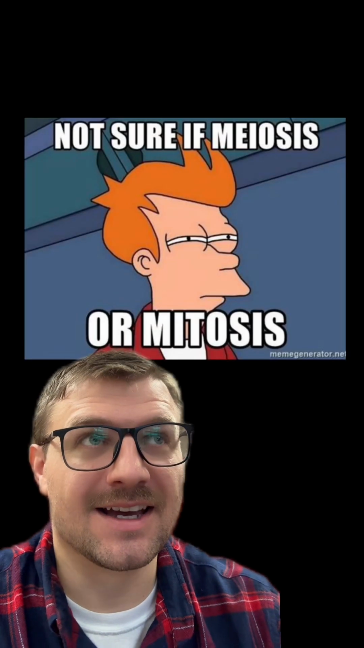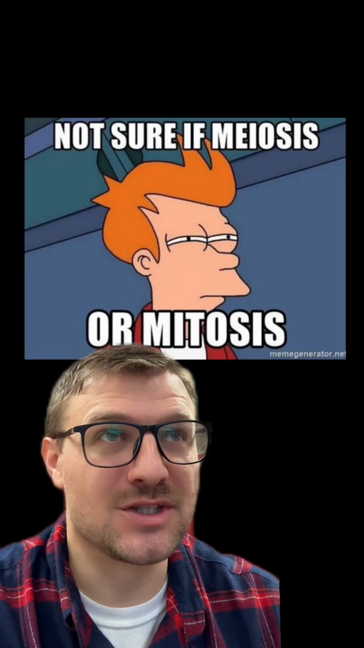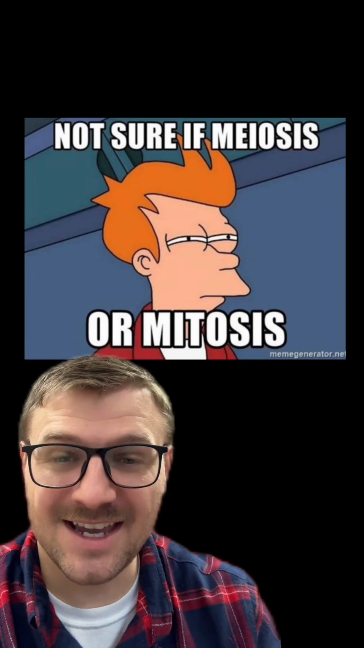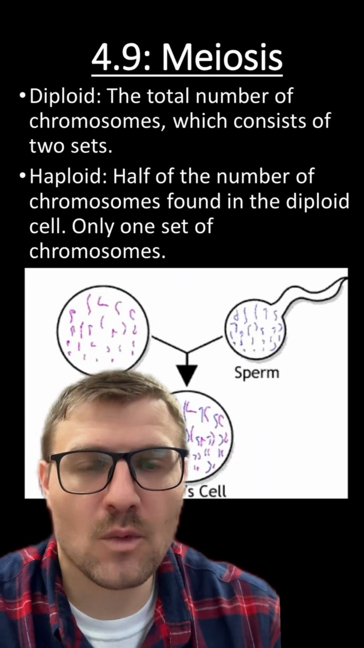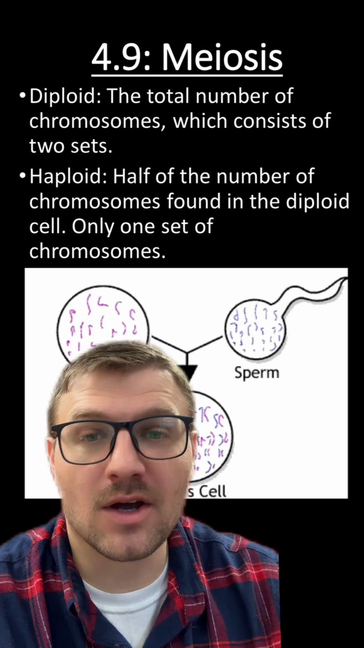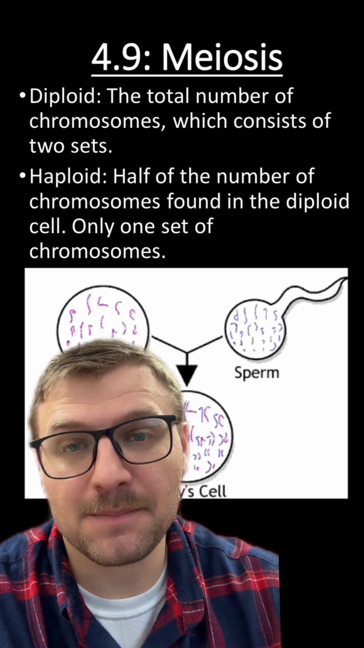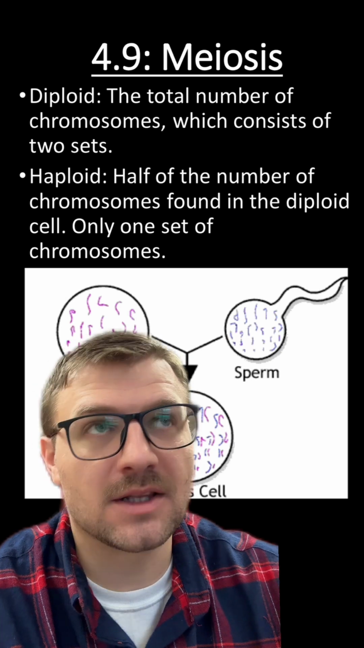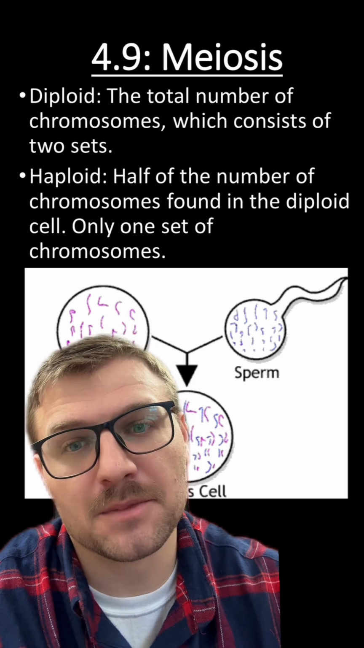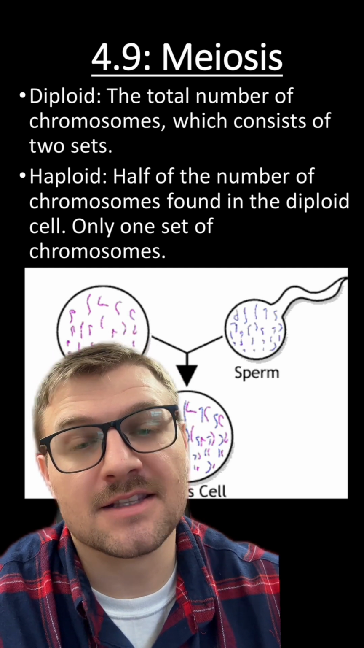By the end of this part of the unit, you should be able to identify parts of meiosis and parts of mitosis and tell me the differences and similarities between the two. One concept I'm going to review before I get into the content here is diploid versus haploid. Diploid is the total number of chromosomes, which consist in body cells typically, and haploid is half the number of chromosomes, and they usually consist in sex cells.